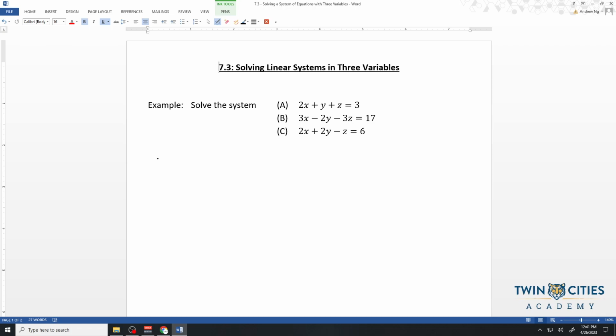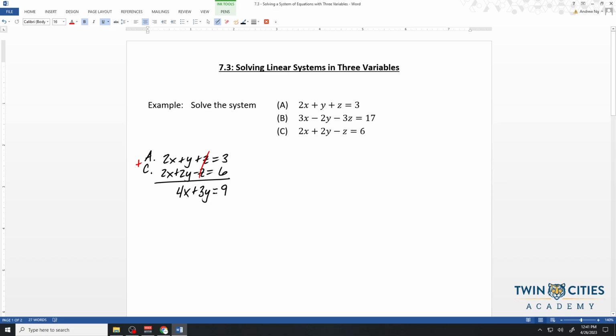Let's write them over here. I'm going to write them exactly as I see them. So this will be 2x plus y plus z equals 3. And this will be 2x plus 2y minus z equals 6. And I see that they're opposite signs. So I'm going to go ahead and add these. This will give 2x plus 2x is 4x. Y plus 2y is 3y. Equals 3 plus 6 is 9.